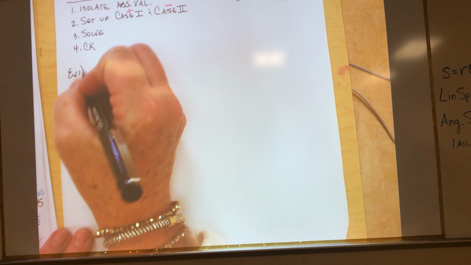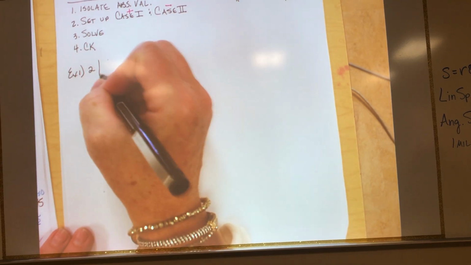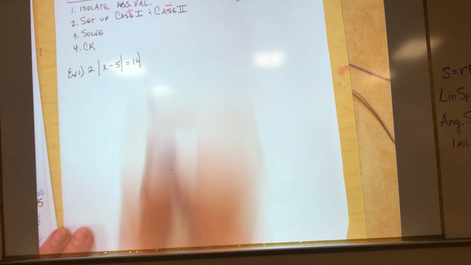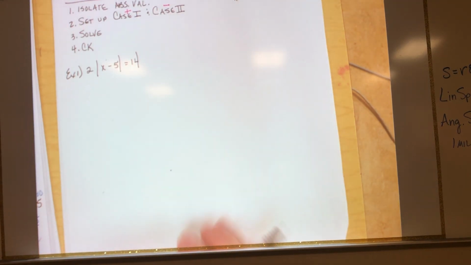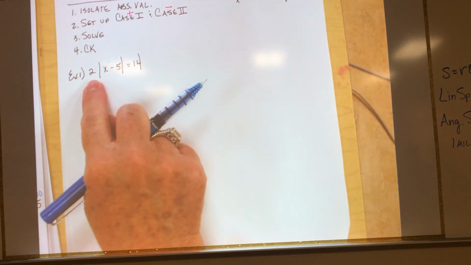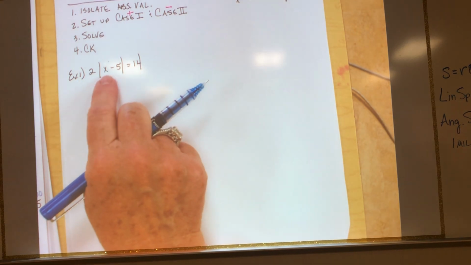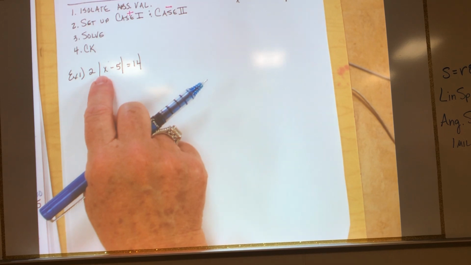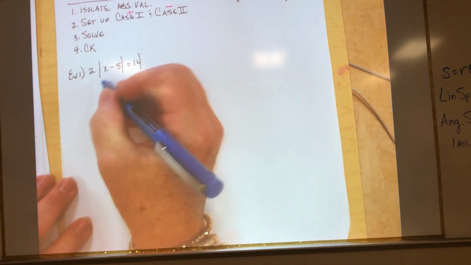All right, so here's the first one. Example 1. 2 times the absolute value of x minus 5 is equal to 14. Okay, so the first thing I have to do is isolate the absolute value. Tell me what to do. I gotta get rid of this 2, right? If you don't know what to do, you ask what did they do with the 2 in the absolute value? They multiplied, so what do you have to do? There you go. That's how you know what to do.